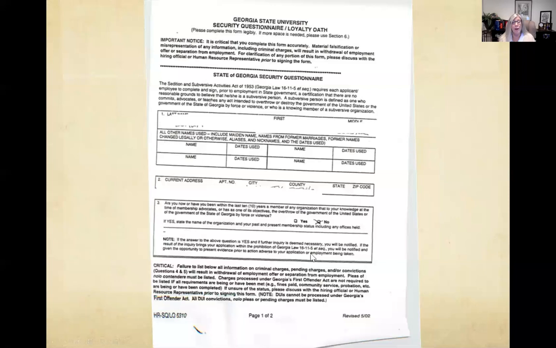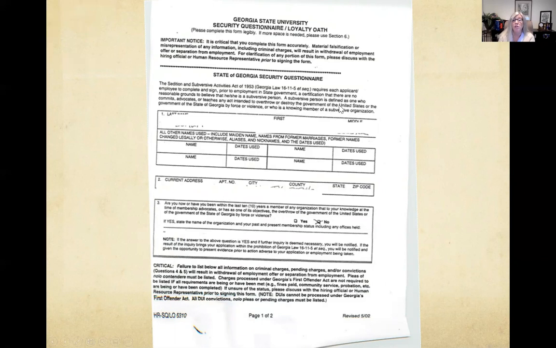But then there was another page that went a step further. So look at this one. The Sedition and Subversive Activities Act of 1953. So these loyalty oaths that you sign in Georgia, and I'm assuming that they're still in effect. This one was from a little bit earlier that I had to sign. But even then, look how specific it gets. It requires each applicant employee to complete and sign prior to employment in state government a certification that there are no reasonable grounds to believe that he or she is a subversive person.